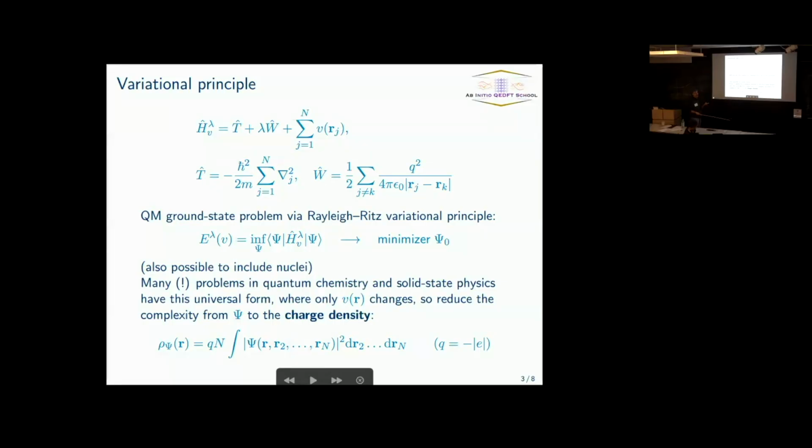So we want to somehow harvest from this universality of the problem and make our whole problem simpler. And for this, we switch from psi to the charge density that is just defined by integrating out all coordinates, all particle coordinates except of one, and we get this one particle charge density.